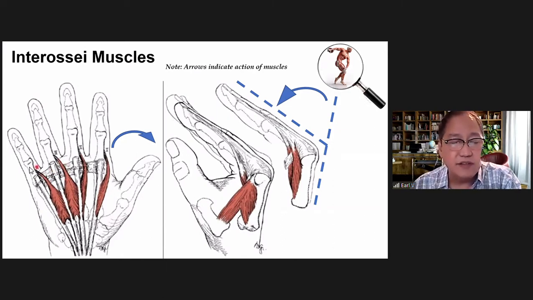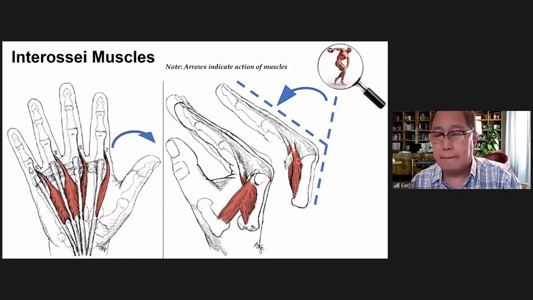The third and fourth, since these are more medial, are innervated by the ulnar nerve, right? All lumbricalis, their function is to flex the MP joint. So this is your MP joint, this is your MP joint. This is to flex the MP joint. This is brought about by the action of the lumbricalis. So what is the action of the lumbricalis? Flexion of the MP joint.